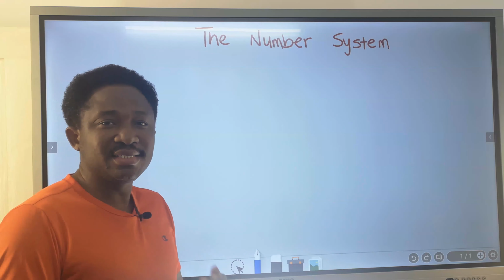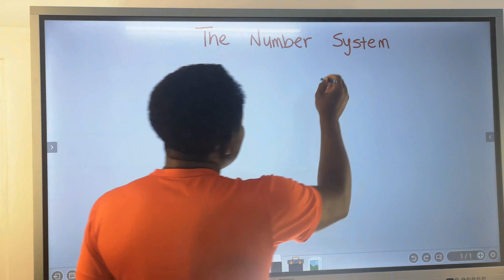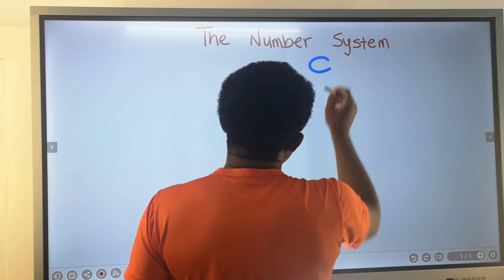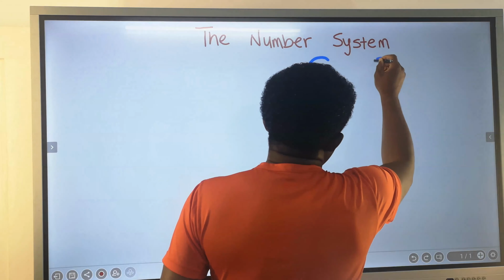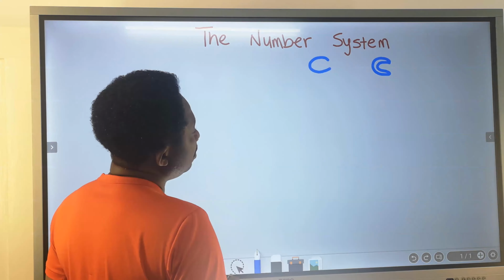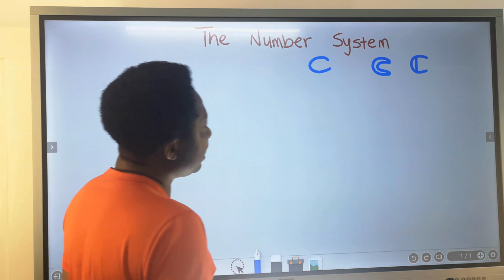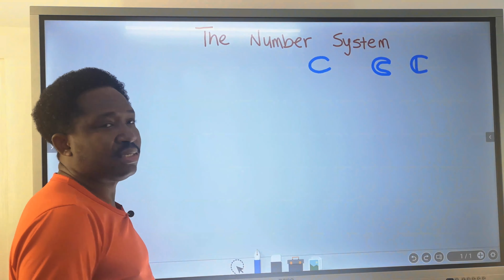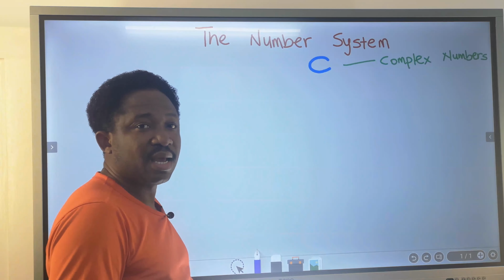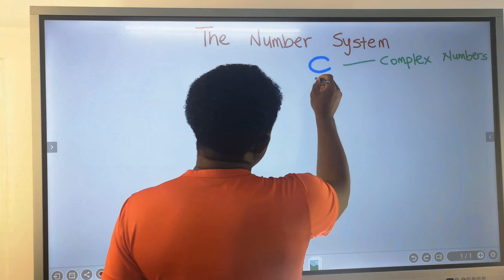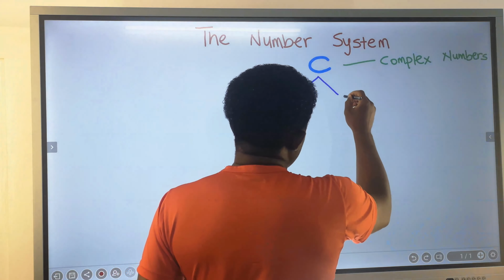Let's consider a detailed analysis of the number system. Complex number is usually denoted by capital letter C. We can also denote complex number using this, or a capital letter C with this. Any is fine in the representation of complex number. Complex numbers have two parts. One is the real part and the other is the imaginary part.